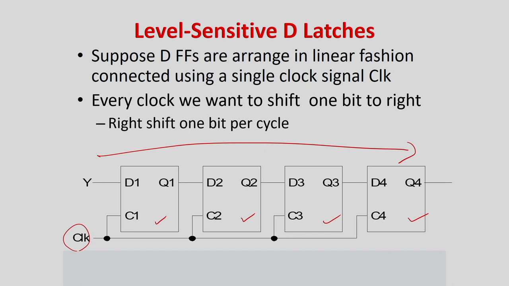Every clock, we want to shift one bit to the right, a right shift of one bit per cycle. So, what do we want in cycle 1? Suppose this is 0, 1, 1, 0. That means in the next cycle, we want this value to go here, this to go here, and this to go here. This is the way. In every cycle only one bit should shift.